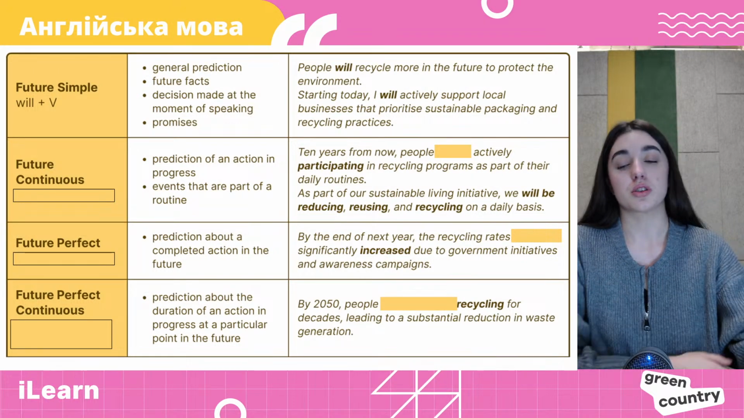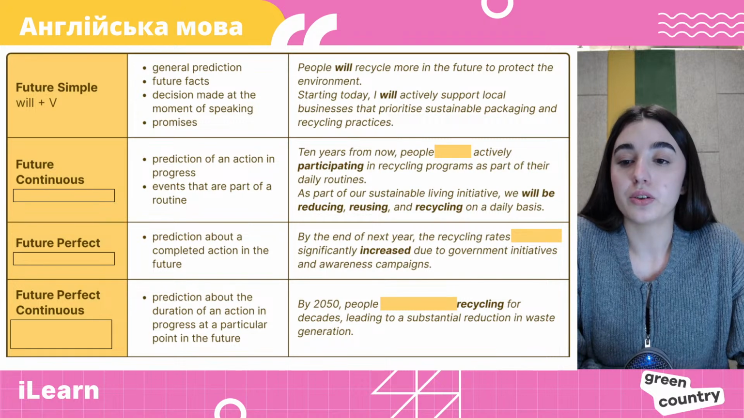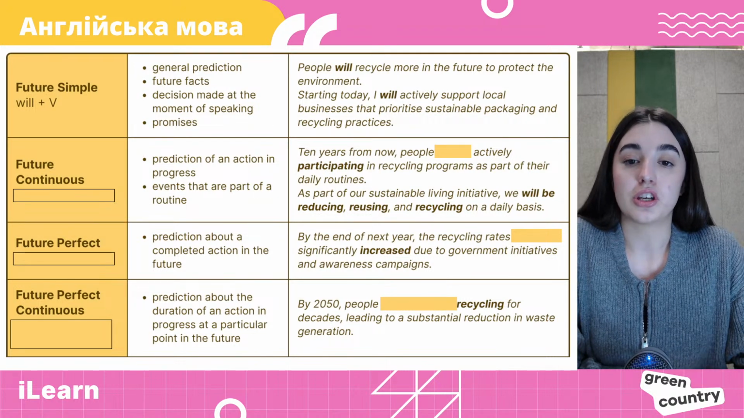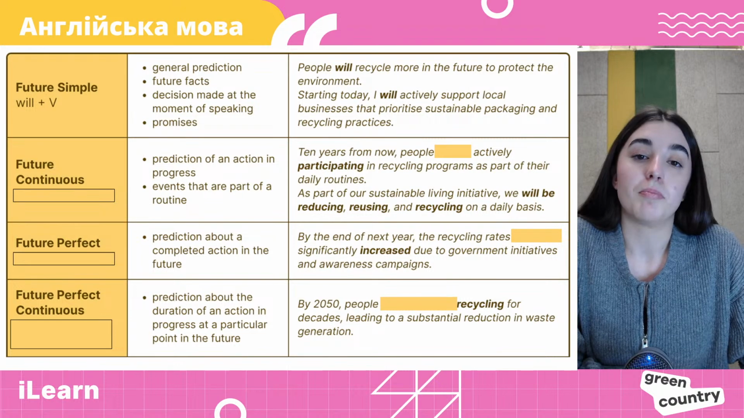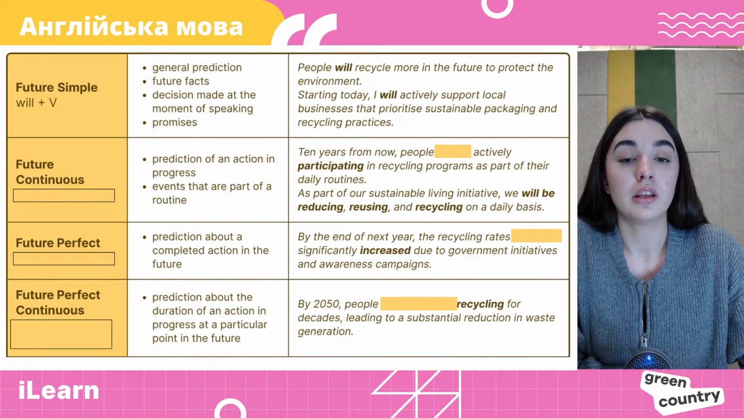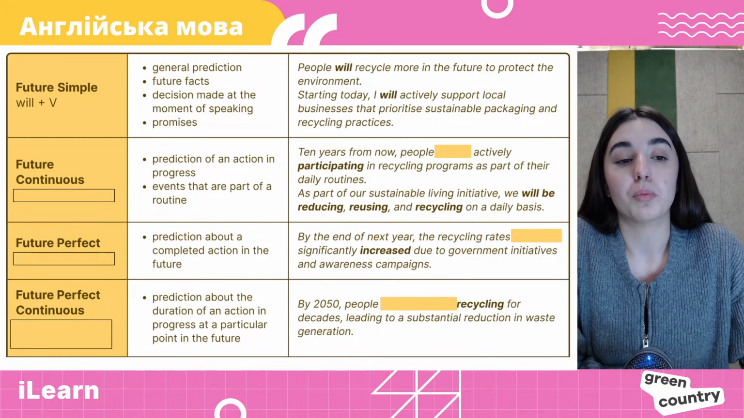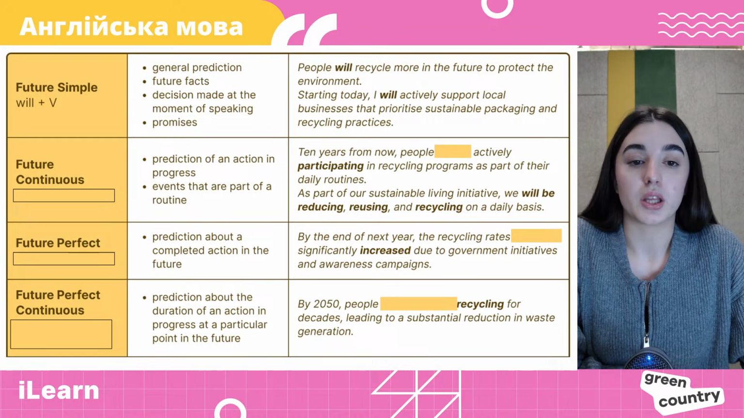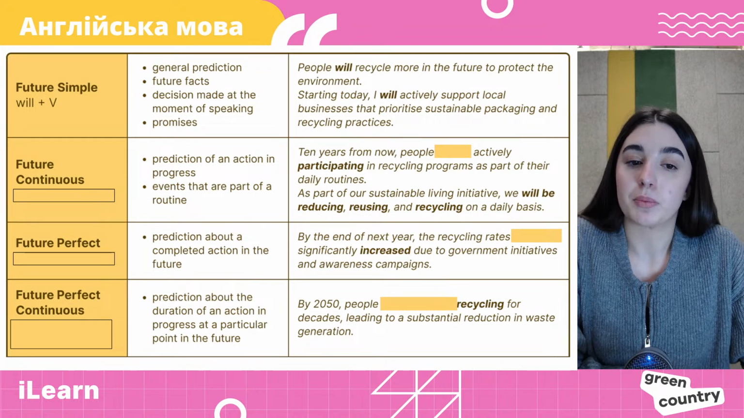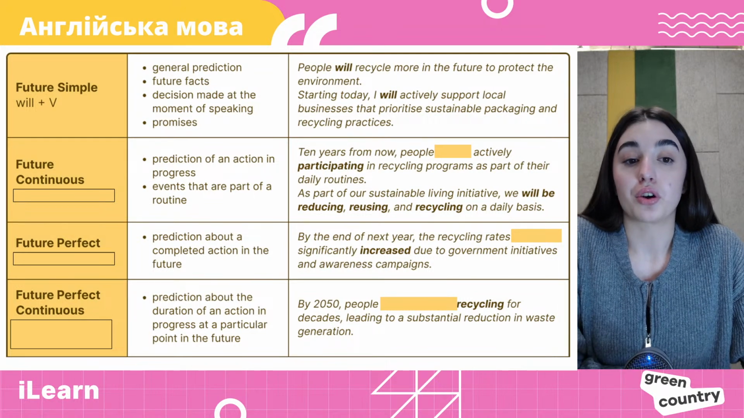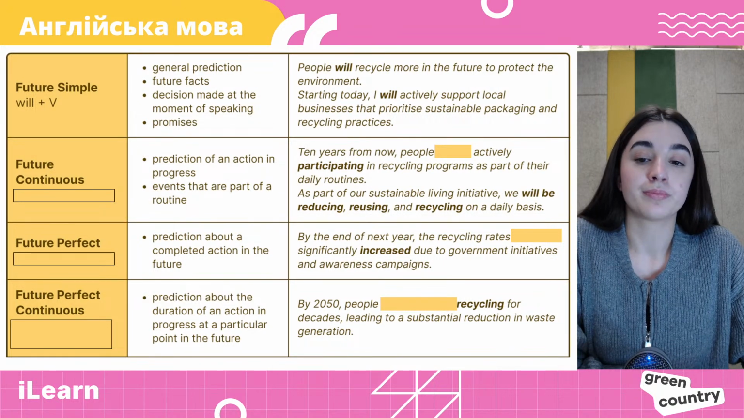And we are going to start with future simple. So, we use future simple to talk about general predictions, future facts, decisions made at the moment of speaking, and promises. For example, people will recycle more in the future to protect the environment. Starting today, I will actively support local businesses that prioritize sustainable packaging and recycling practices.